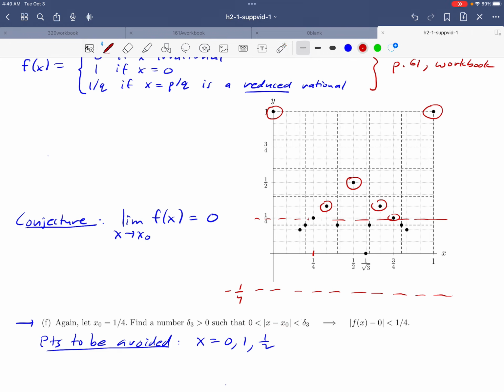We can cross that off of our list. That has to do with the fact that when we take a limit, we're never worried about what happens right at the point we're considering. So if we continue this list of points to be avoided, what else was there?